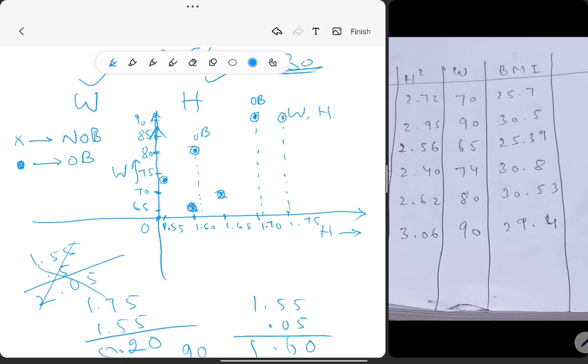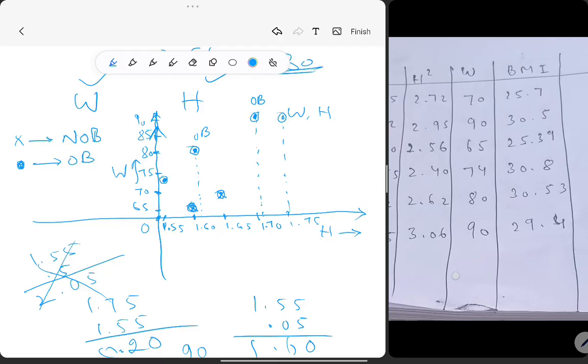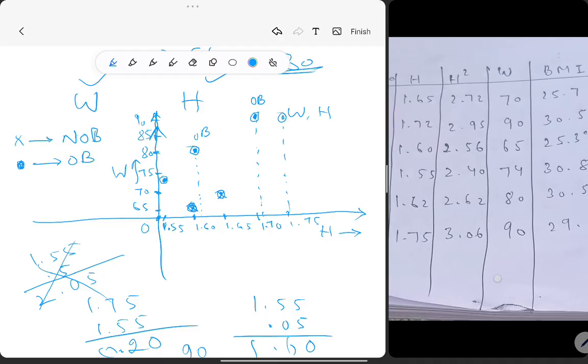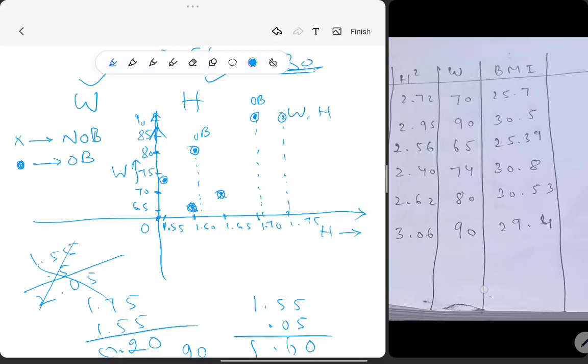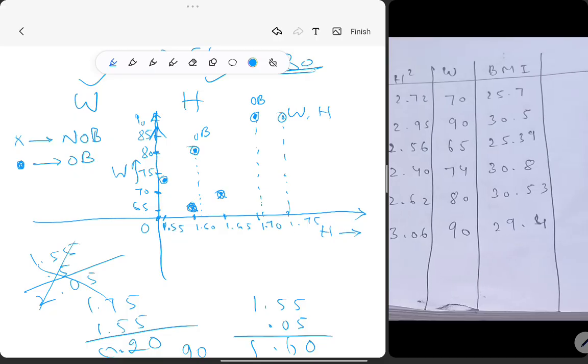Then the last person. The last person left has a height of 1.75. He is non-obese. So, cross.